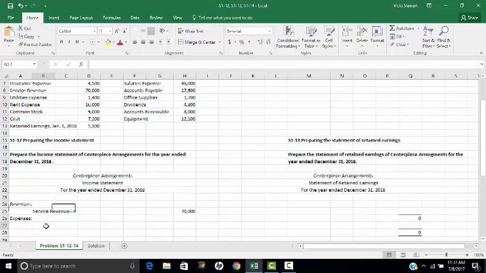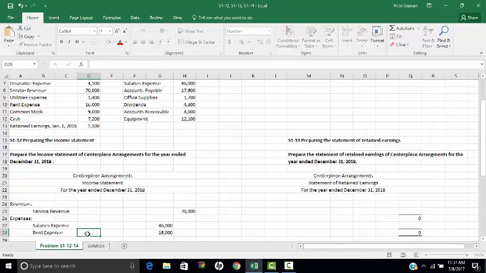Our first one is going to be salaries expense. We're going to list that. And we're going to make these in a column by themselves so that we can get a subtotal for our total expenses, so we're going to indent just a little bit. Our next expense is going to be rent expense, because that's the next largest one. So rent expense is $16,000.